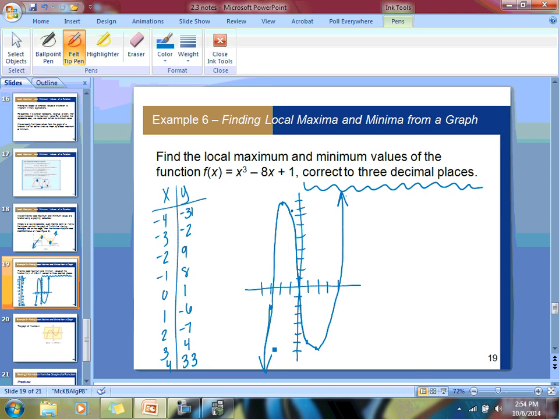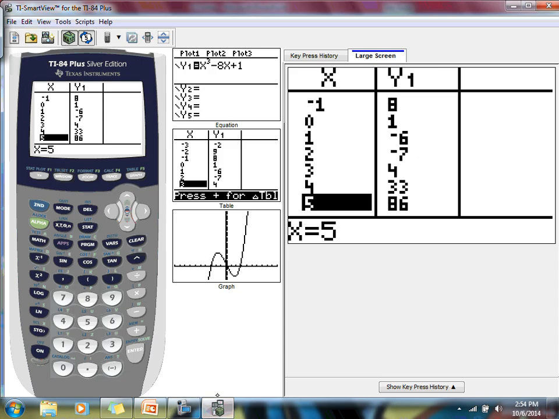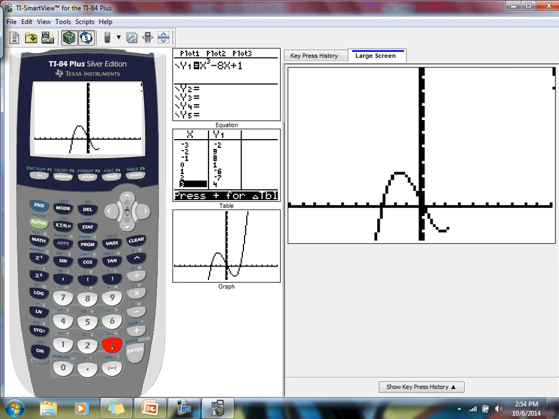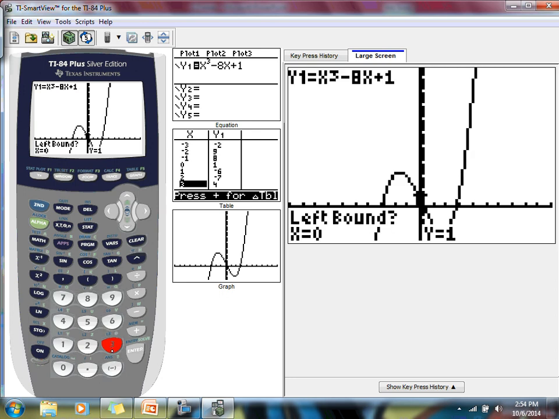But it says to find the maximum and the minimum values correct to 3 places. So this is where my maximum is going to be. And this is where my minimum is going to be, down here. So I have to find those values. Now, on the graphing calculator, you can go to Second Calc, and it'll find your minimum and your maximum for you. So to find my minimum, I'm going to do option 3. And I want to just put the cursor to the left side and the right side of where I think that minimum is.